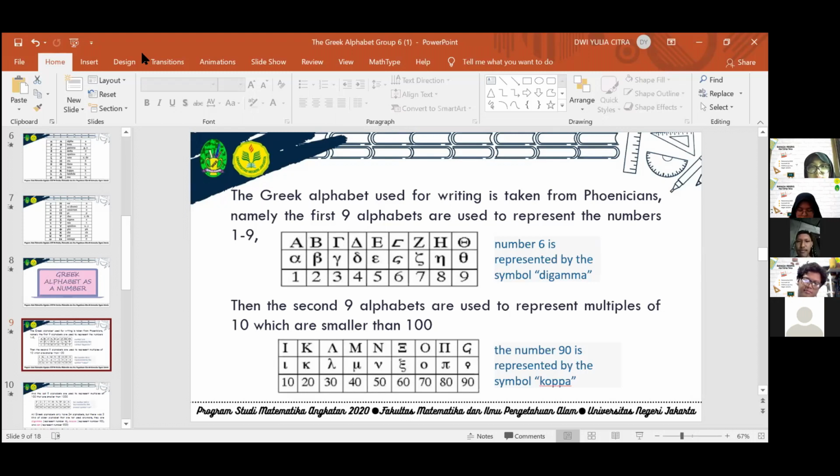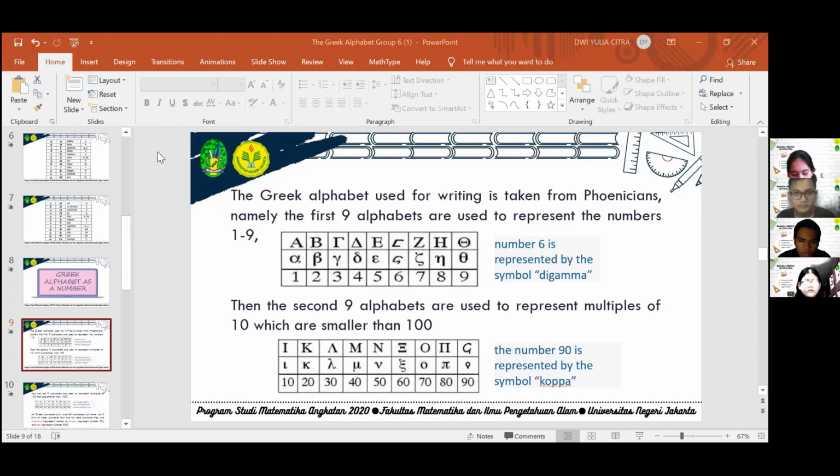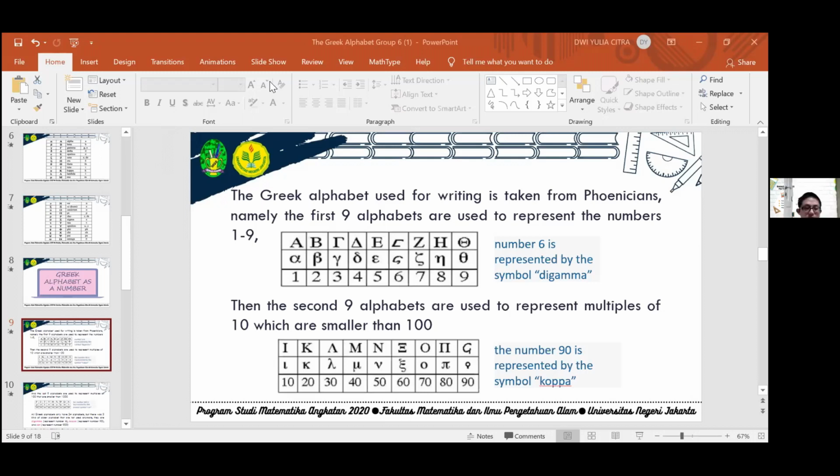Okay, thank you. Rifai, can you repeat the question? My question is, can you give an example of a formula that uses Greek letters? A mathematical formula or a physics formula, as an example.